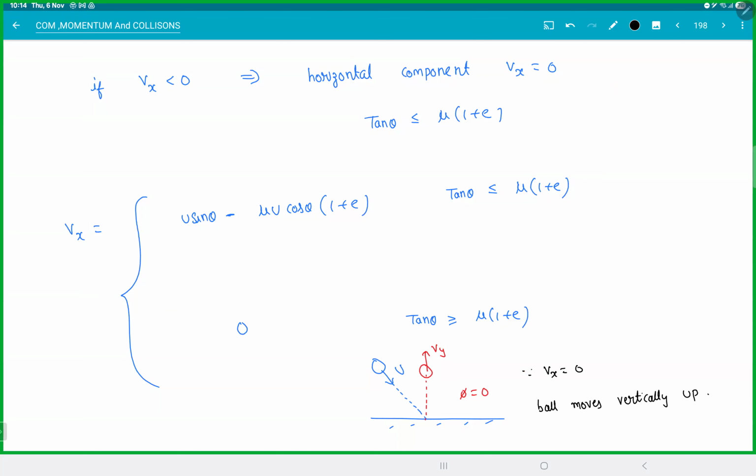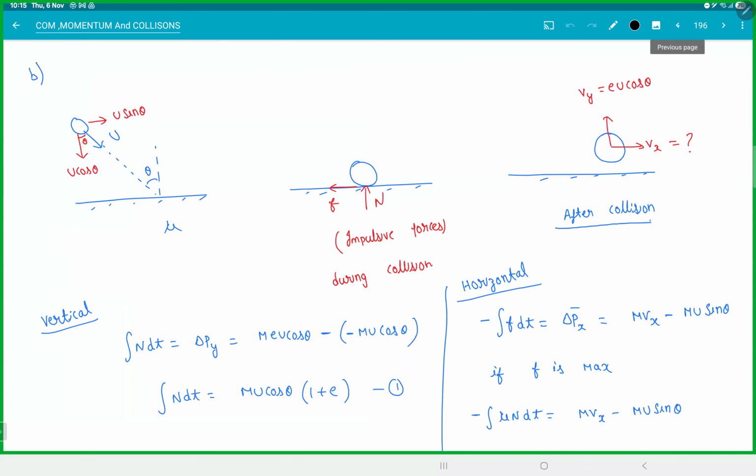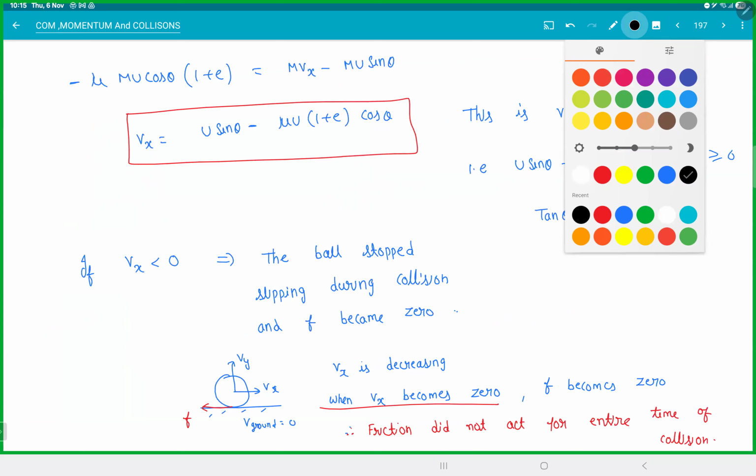Clear with this? We did it in detail, but in the exam, it depends. They'll give you the theta value and the mu value. So you have to check always.